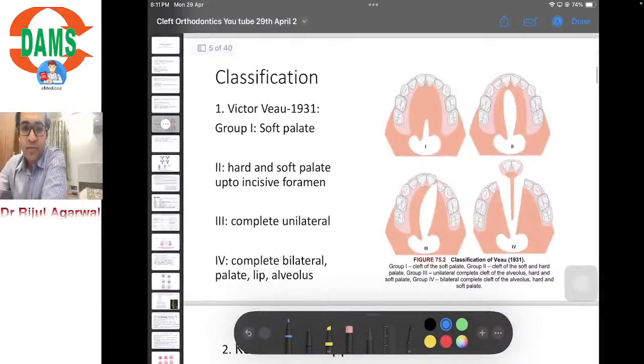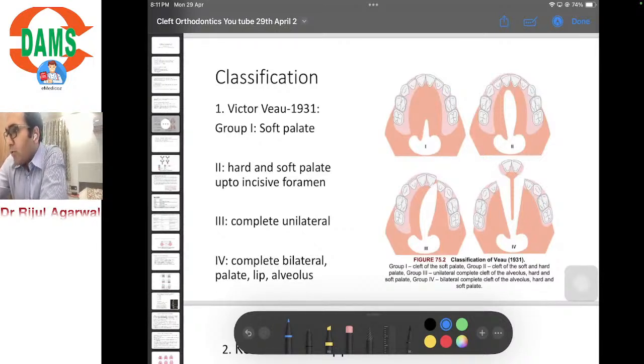Coming up with the classification, students, please know there are right now more than n number of classification systems of cleft lip and palate, and with each passing day further new classification systems come up. The aim of classification is to simplify the data and to develop a universal system for studying or abbreviating cleft lip and palate.